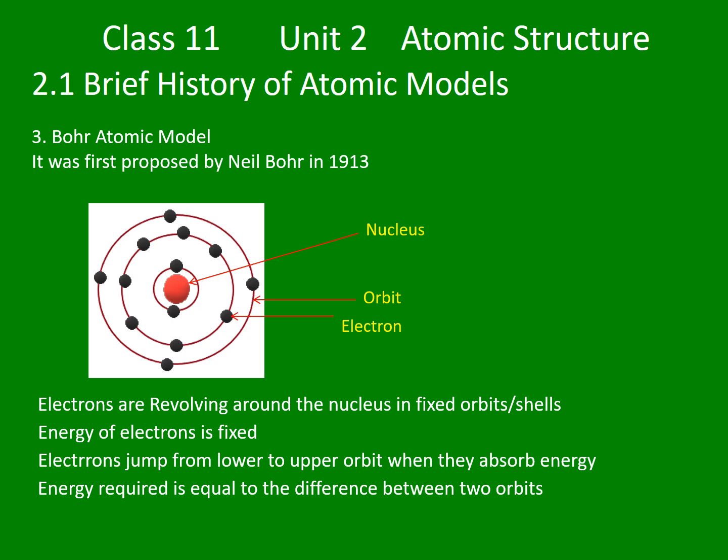Students, the amount of energy that is required to jump an electron from a lower to an upper orbit is equal to the difference between the energies of these two orbits. For example, if the lower orbit has 20 kilojoules of energy and the upper orbit has 80 kilojoules, then the difference between 80 and 20 is equal to 60 kilojoules. Therefore, this electron will need 60 kilojoules of energy to jump from the lower orbit towards the upper orbit.